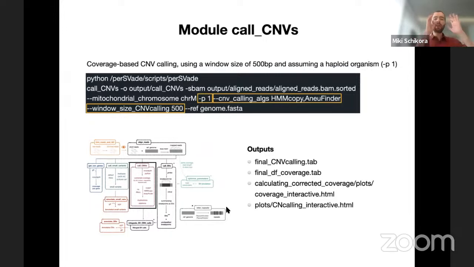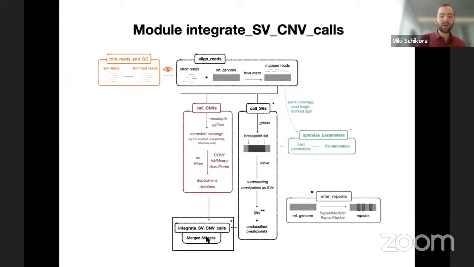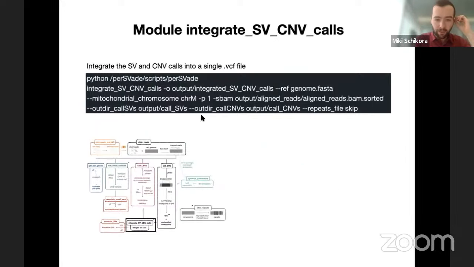So it's really nice to be able to see how they work. Then we also have this module, which is also kind of an innovative part of the pipeline. When you run these two programs, you get many different files. So this is a module to integrate all of the copy number variants and structural variants into a single VCF file. Basically, you run it like that.